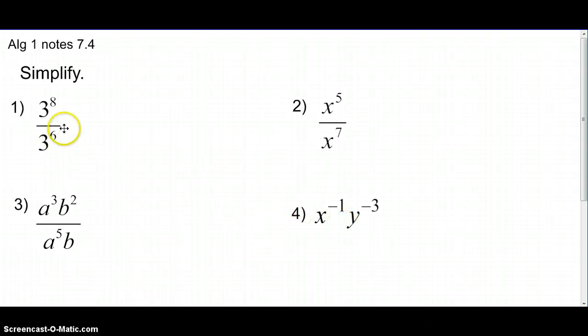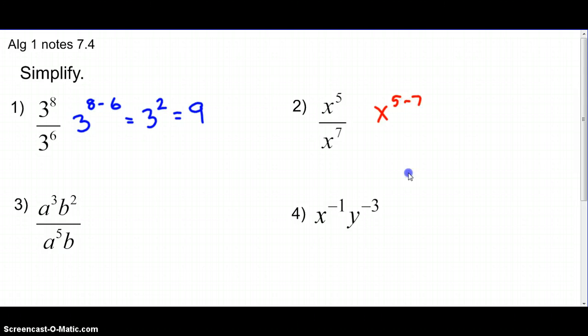Let's do some simplification. 3 to the 8th divided by 3 to the 6th. Since these do have the same base, we can go ahead and apply that property. That's 3 to the 8 minus 6 power, which would just simply be 3 squared, or 9. Let's try another one. Number 2, x to the 5th divided by x to the 7th. That's x to the 5 minus 7 power, or x to the negative 2. Now, of course, we want to get rid of that negative exponent, so we'll write it as 1 over x squared.